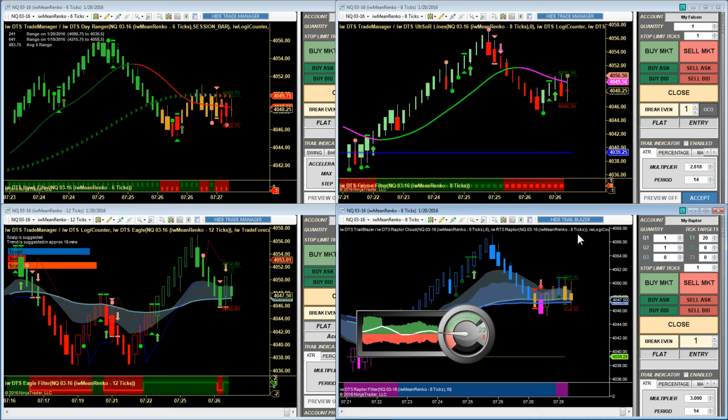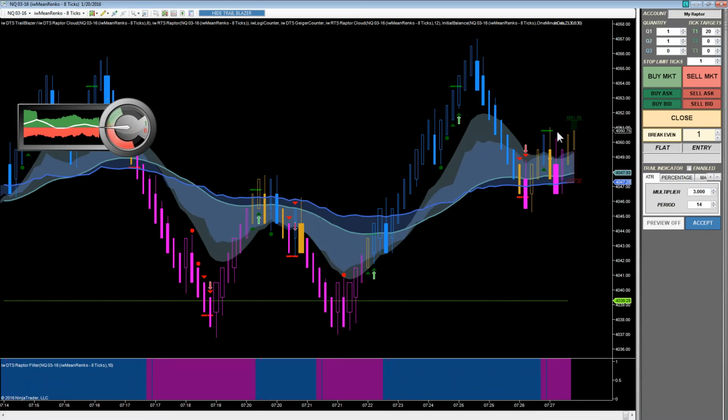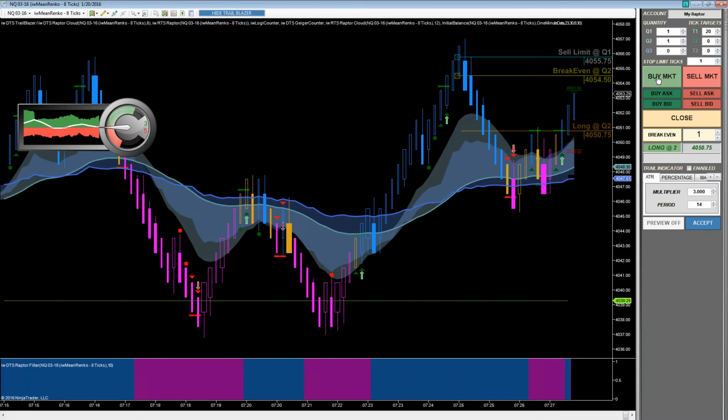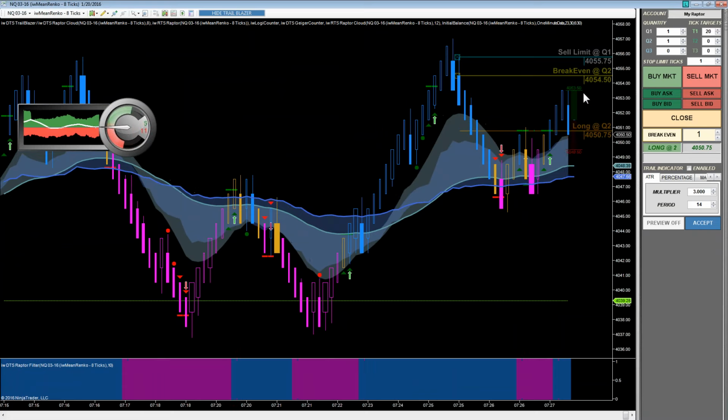Yeah, great. David says, I'm liking the two cloud setup on the Raptor here, where we've got the double band. Working on a hard edge bounce here. This may also turn out to be a failure, though. All right, let's see if we get that hard edge bounce. There it is. So you see now, all I had to do is hit the buy market button with the Trailblazer, and automatically I get my profit target.